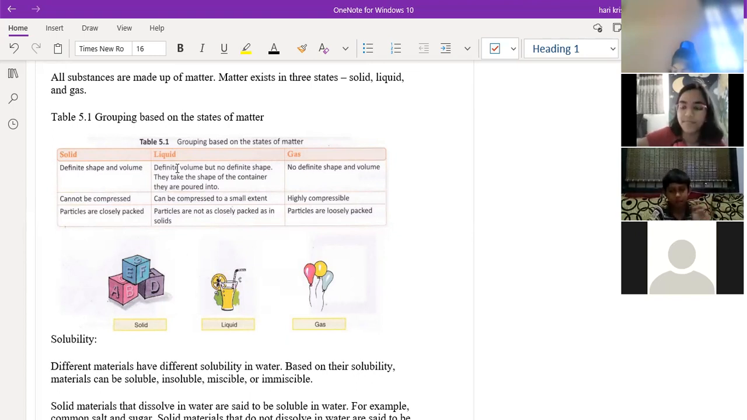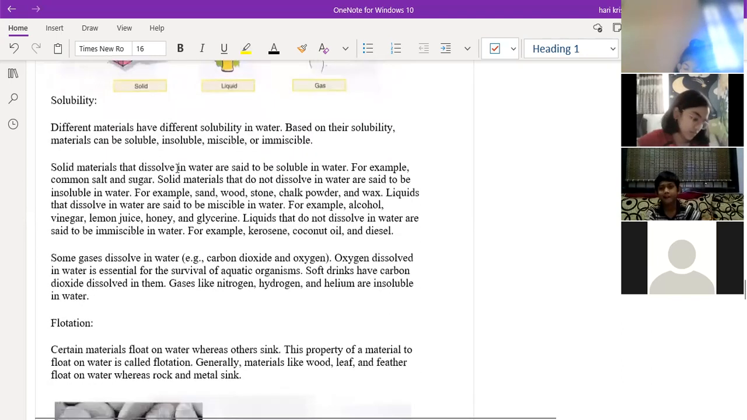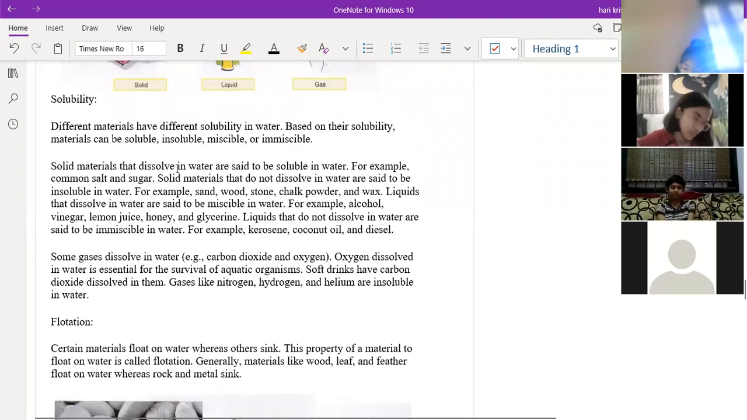So hardness and softness. A ball will come under the soft solids only, like a sponge. Next, any other doubts? No, sir. Okay. Next, solubility. You have done this already.